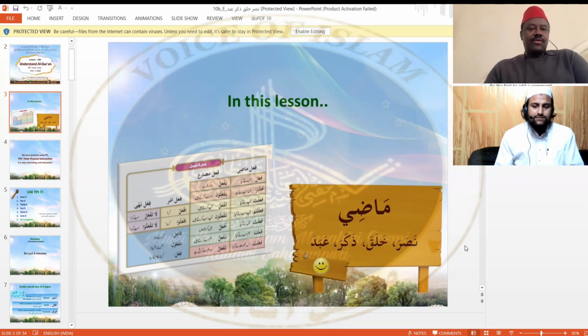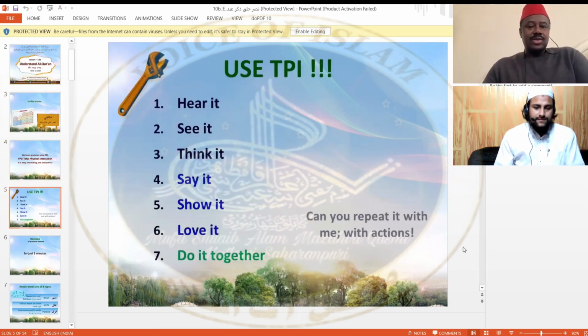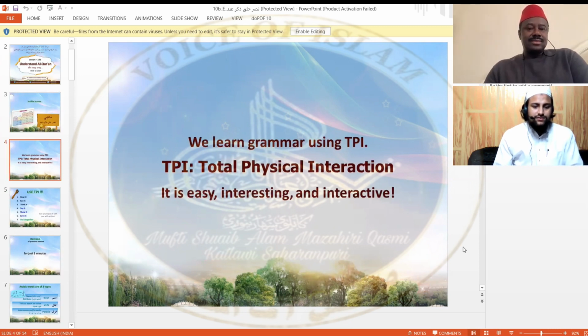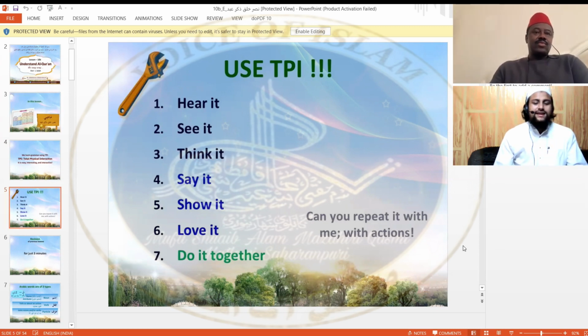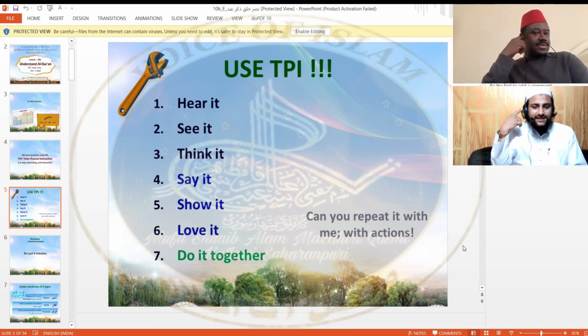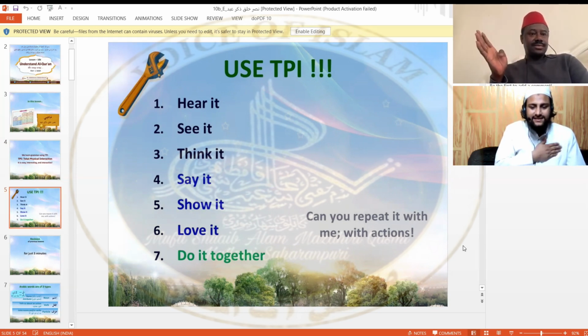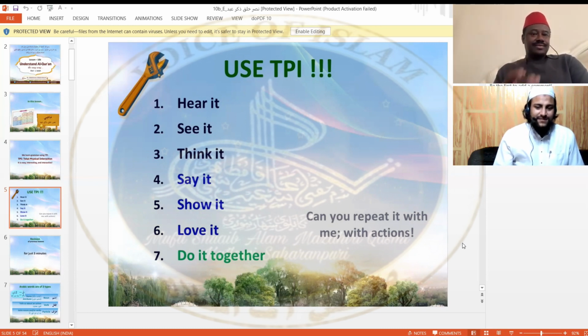Further means the one that is coming. So we learn grammar using TPI as well as, mashallah, it's easy, interesting, and interactive. And yes, repeat it with me, with action. Hear it, see it, think it, say it, show it, love it, and do it together. Mashallah.